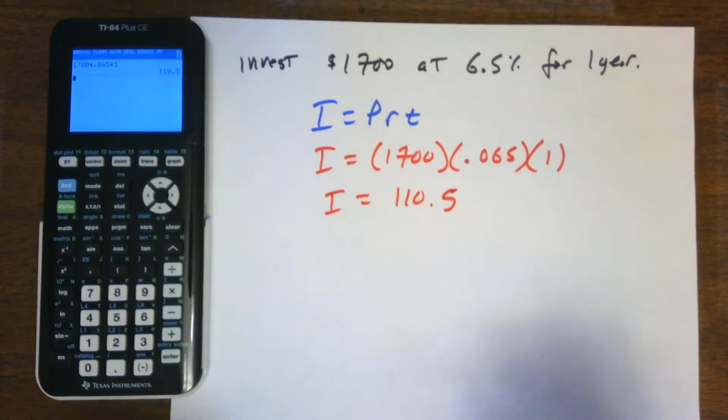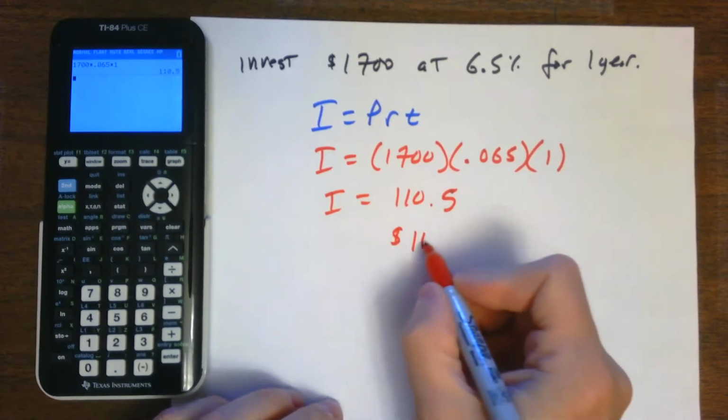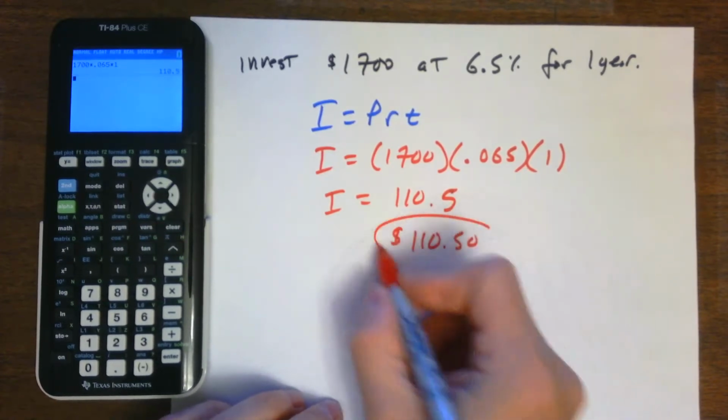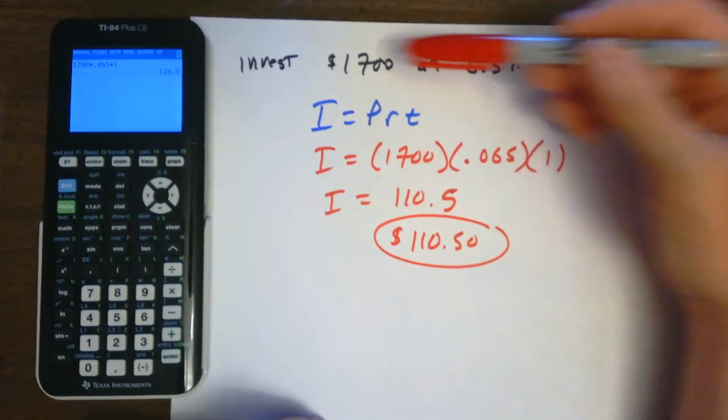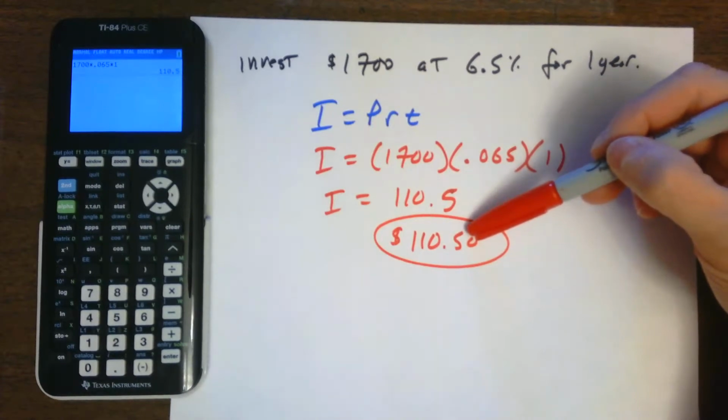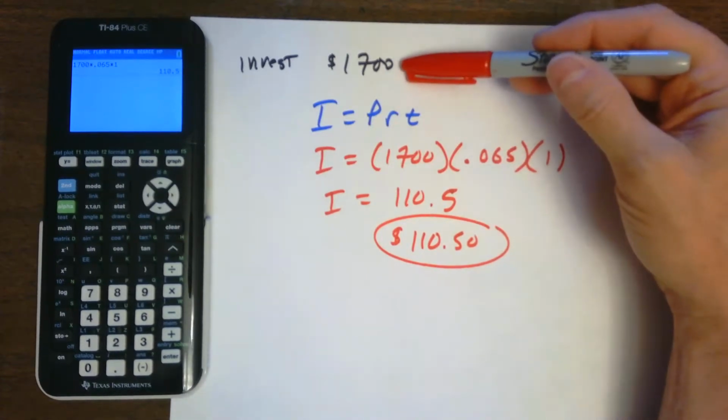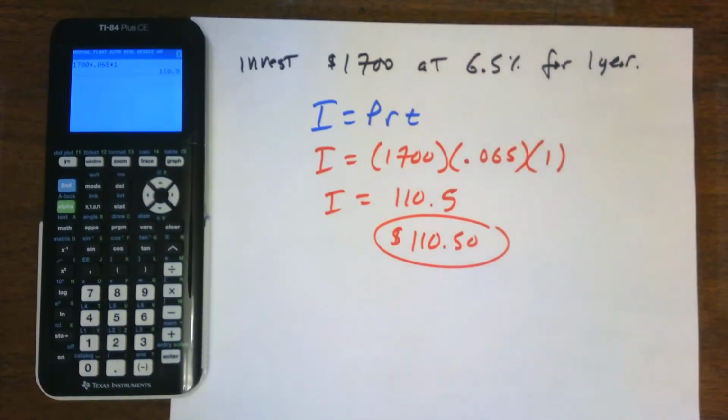Well, what does that mean? Well, this is the interest in dollars. $110.50. That's how much extra money you'll have back in a year. And you're not doing anything. You just put this money in the bank. That's how much interest you'll have a year later. And of course, you'll still have the $1,700. All right, so that's simple interest.